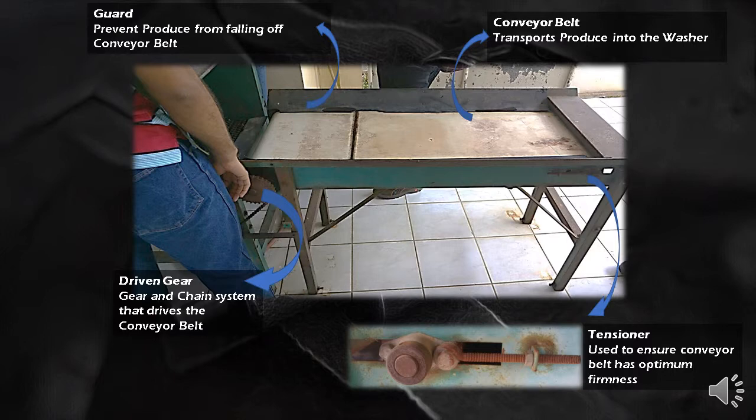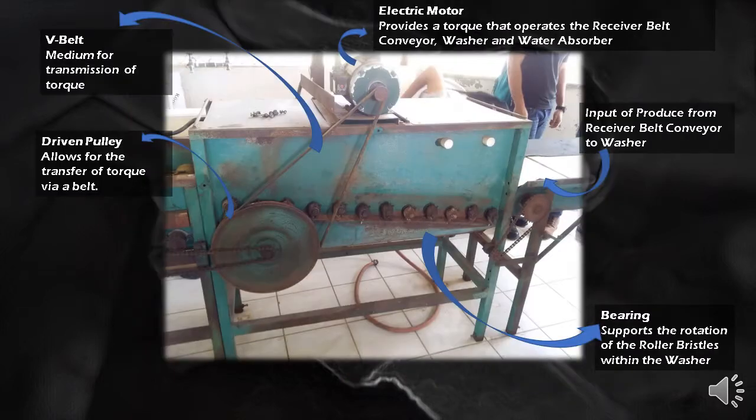and this allows you to adjust the tension of the conveyor belt to accommodate different types of produce and their weight. The guards on the side here are used to prevent large numbers of produce from falling off the conveyor as it moves towards the washer.